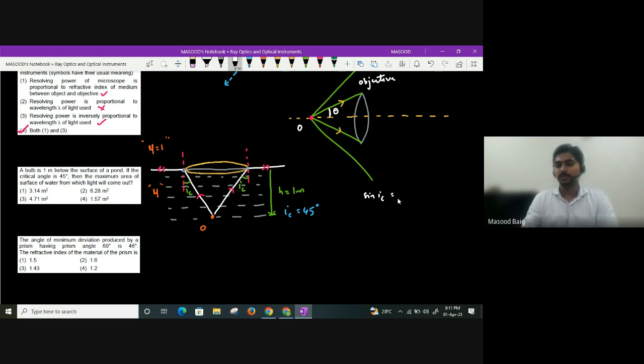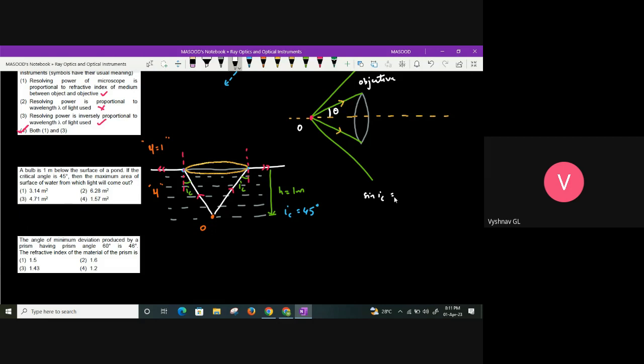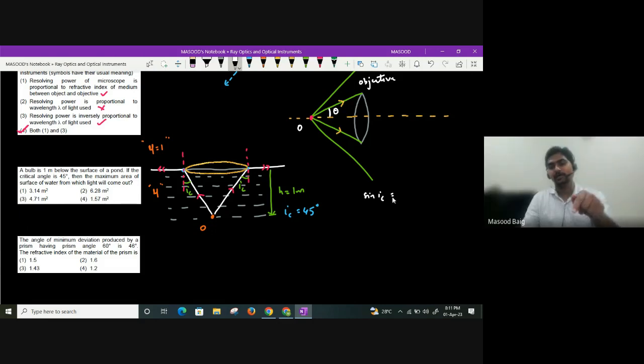So how can I write sine IC value? Can you please tell? When it is traveling from mu to 1, I can write it as 1 by mu. Yes. So from this, what will I get mu value as? 1 by sin IC, which will be 1 by sin 45. Sin 45, you know, is 1 by root 2. The refractive index, I'll get it as root 2.